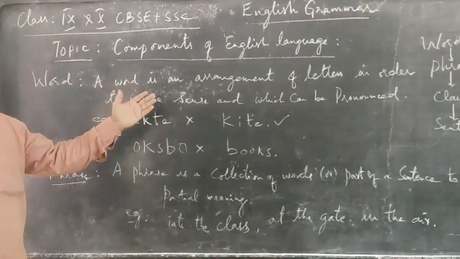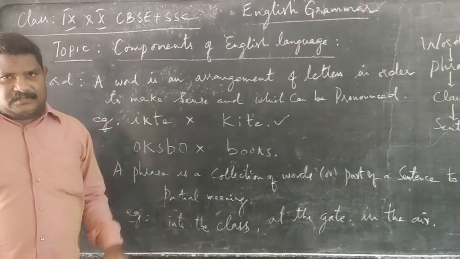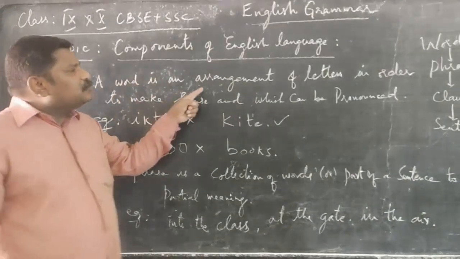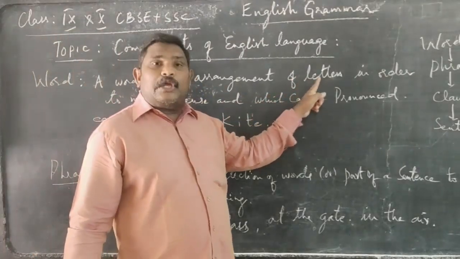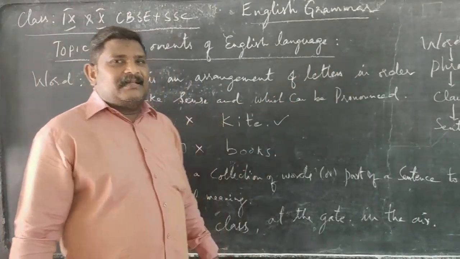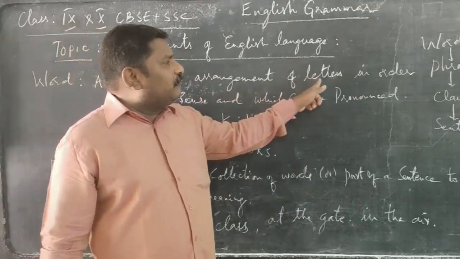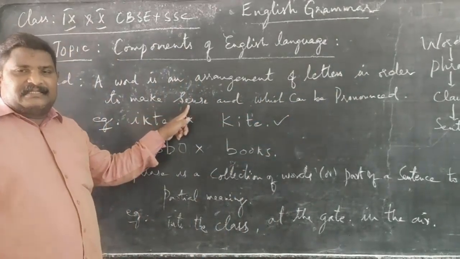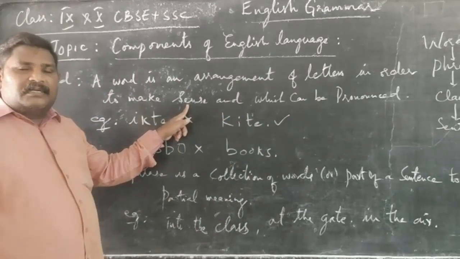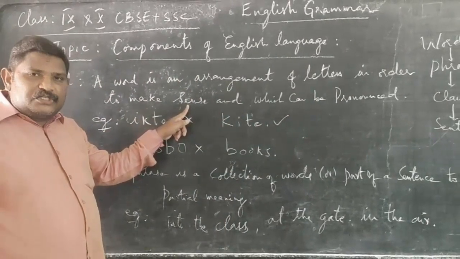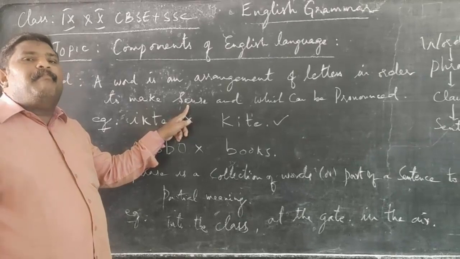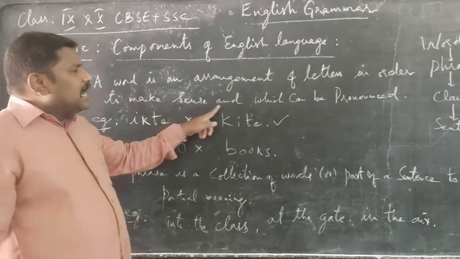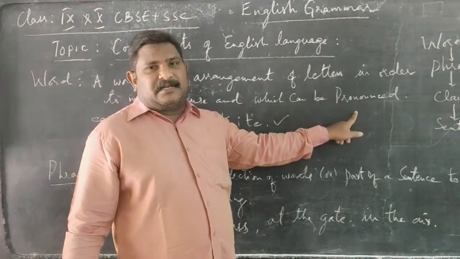A word is an arrangement of letters. What is a word? It is an arrangement of letters in order. Every word is nothing but a collection of letters, placed in order to make some sense, and which can be pronounced.